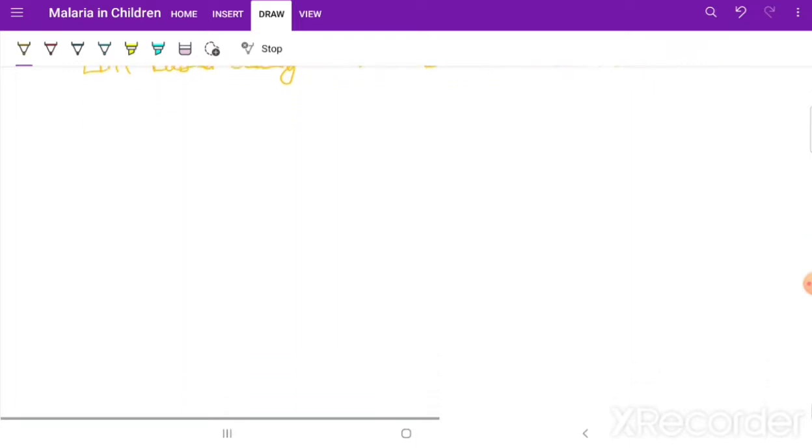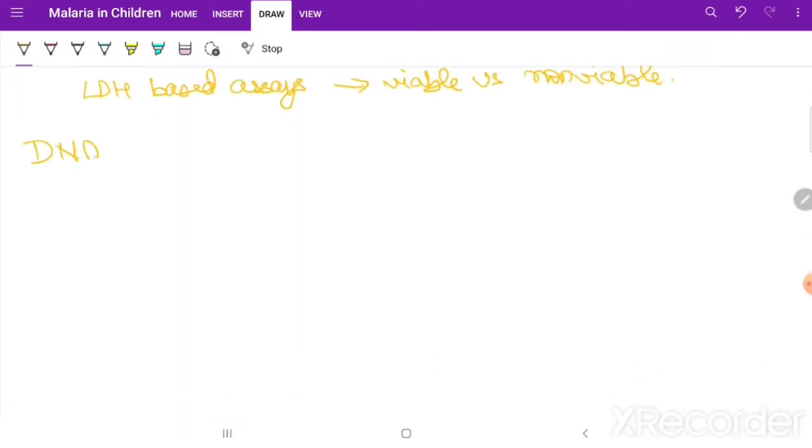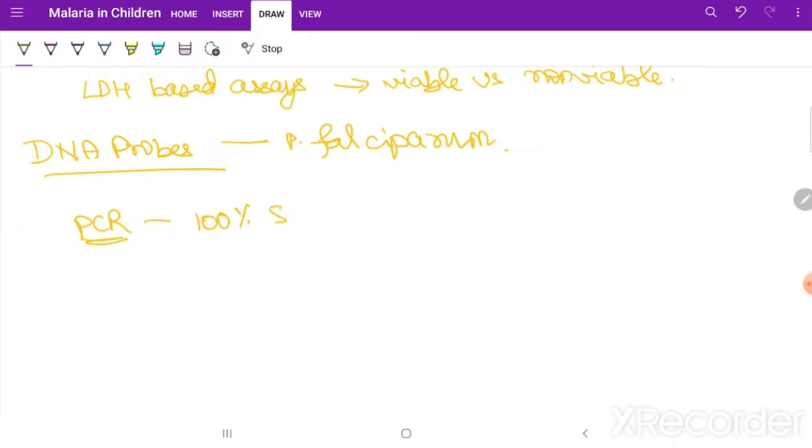Okay, now next you will be talking about DNA probes. DNA probe methods are also there, which are mostly for falciparum. Okay, and PCR. PCR sensitivity is 100%, specificity is 100%. Okay, and it is the only method known to diagnose NULC.